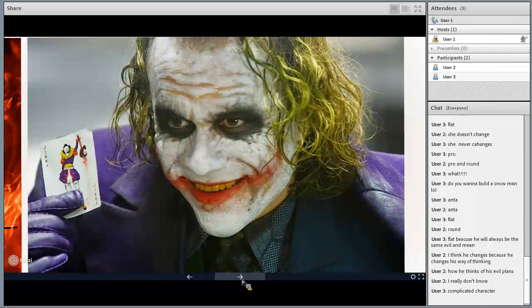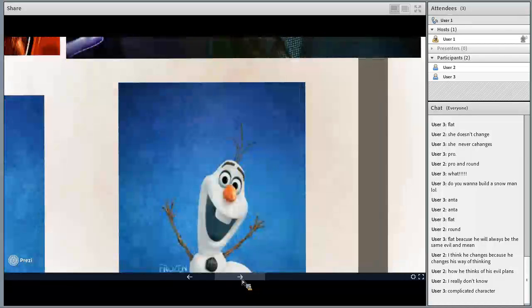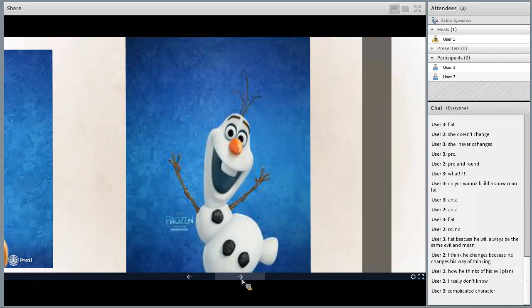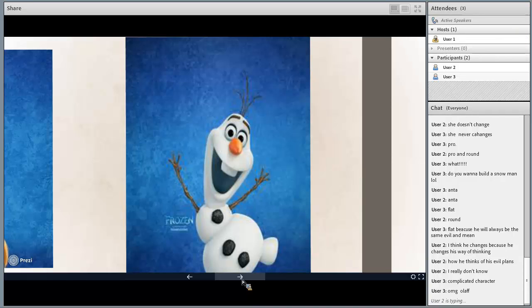Okay, I can't look at his teeth anymore. Let's go ahead. All right, what about this dude? I forgot his name, but it's the little happy snowman from Frozen. Olaf. Thank you. I always want to call him Zoloff, but it's Olaf. Okay, so what kind of character is Olaf?